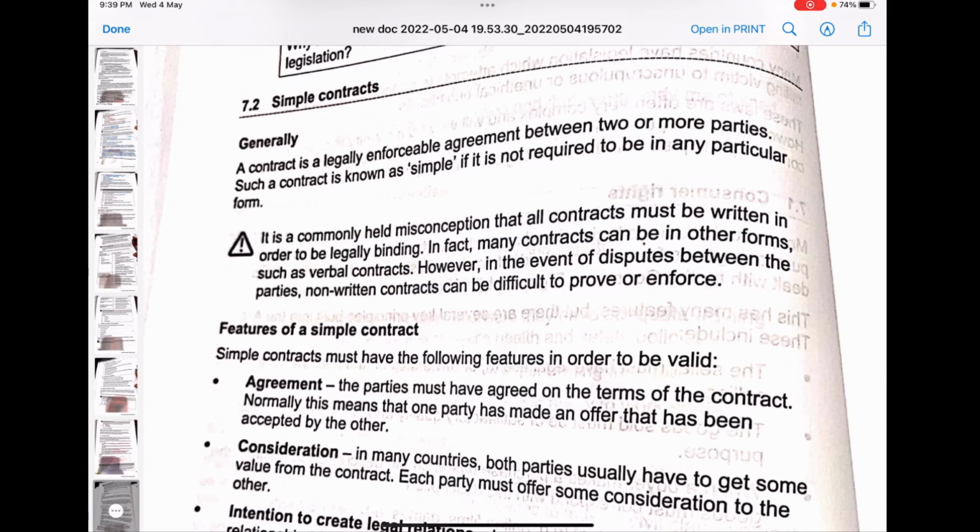Such a contract is known as simple if it is not required to be in any particular form. So it can be verbal or it can be written as well. It is a commonly held misconception that all contracts must be written in order to be legally binding. In fact, many contracts can be in other forms such as verbal contracts. However, in the event of disputes between the parties, non-written contracts can be hard to prove, but it doesn't mean that they didn't exist, right?